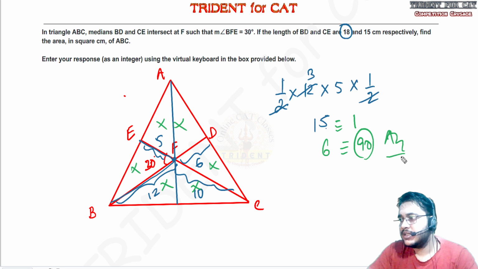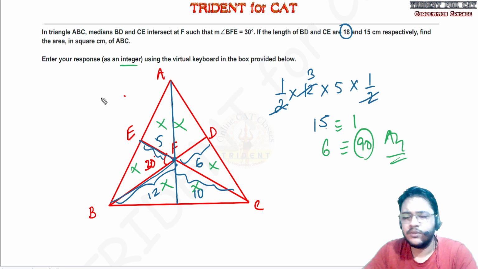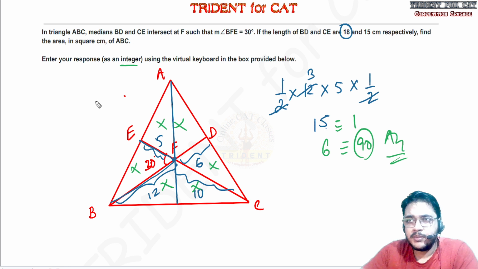So the answer is 90 square centimeters, whatever the unit, you will have to input the integer. So this is going to be the answer. A little concept heavy question, but I don't think that this was difficult as such.